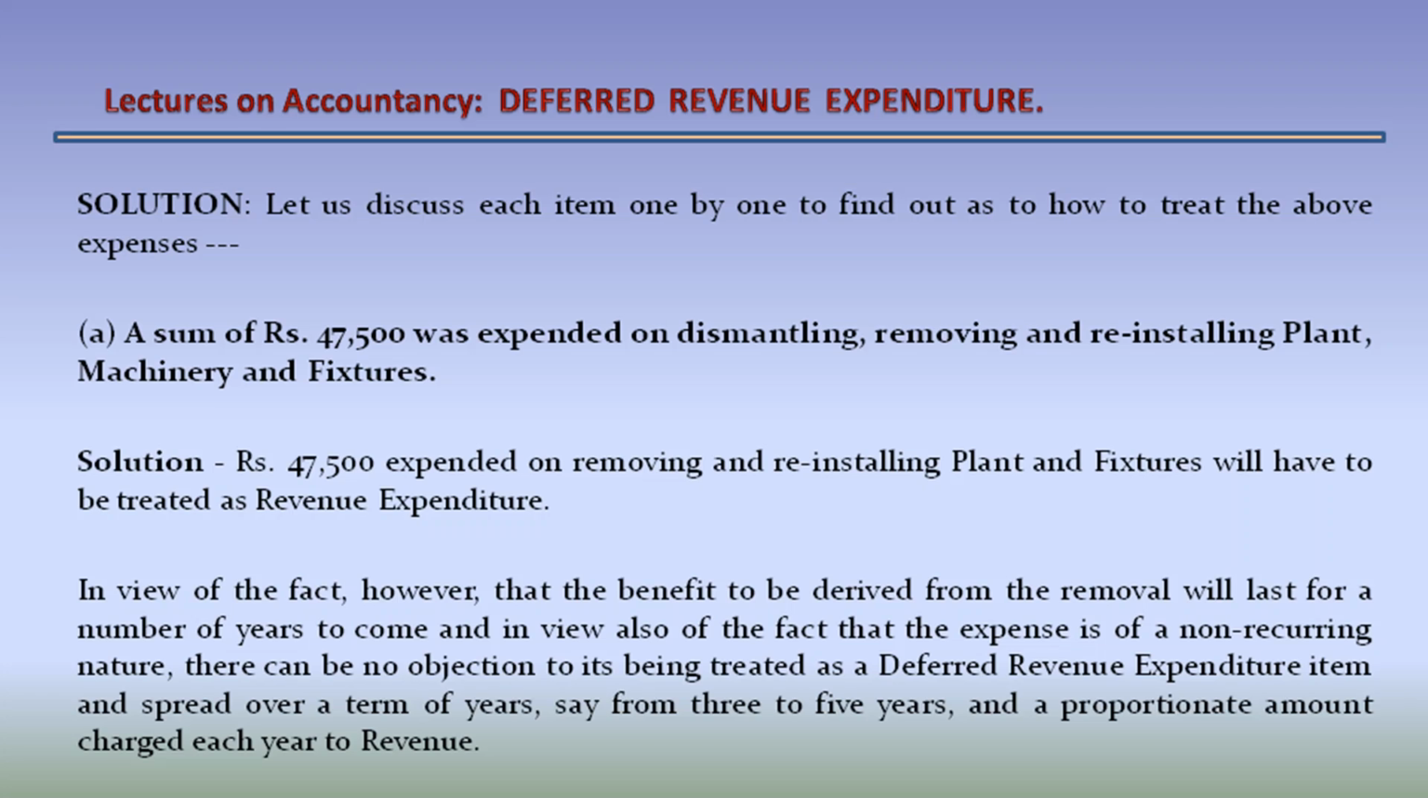A. A sum of 47,500 was expended on dismantling, removing and reinstalling plant, machinery and fixtures. Solution. Rupees 47,500 expended on removing and reinstalling plant and fixtures will have to be treated as revenue expenditure. In view of the fact, however, that the benefit to be derived from the removal will last for a number of years to come, and in view also of the fact that the expense is of a non-recurring nature, there can be no objection to its being treated as a deferred revenue expense item and spread over a term of years, say from 3 to 5 years, and a proportionate amount charged to each year to revenue.